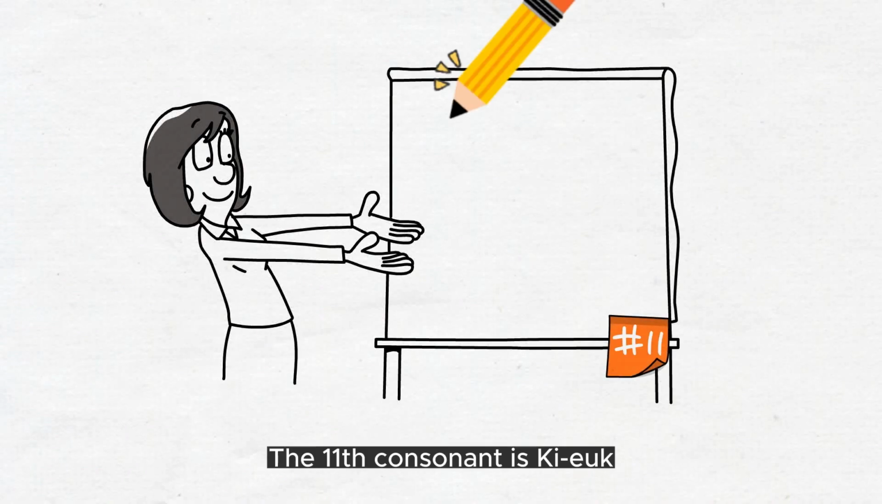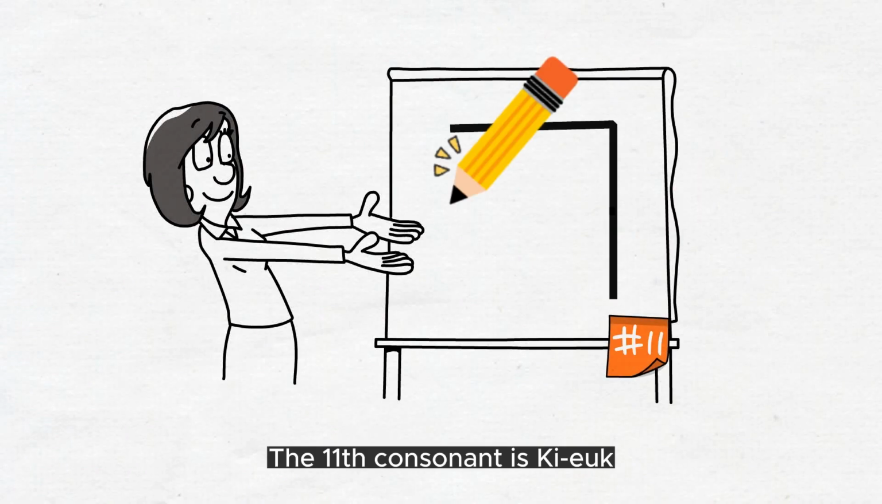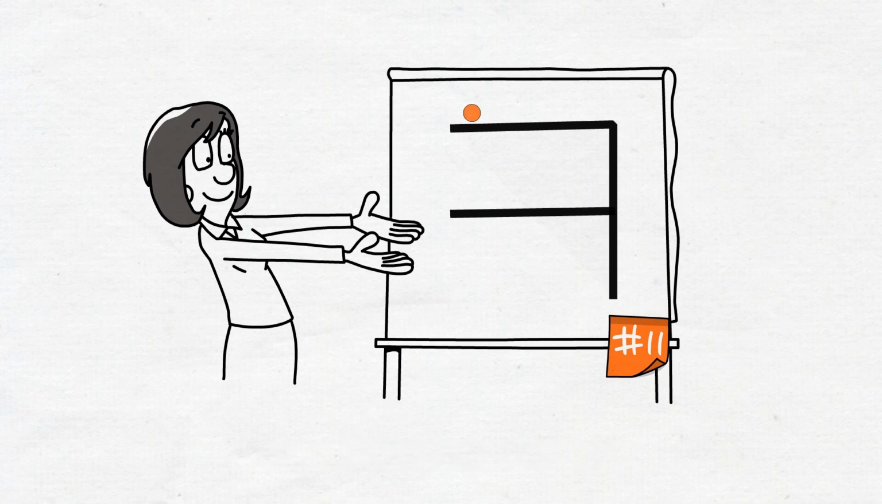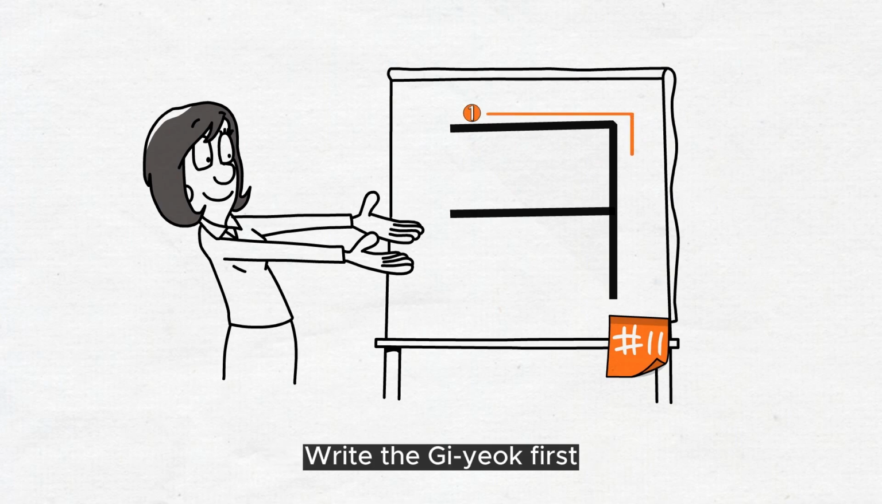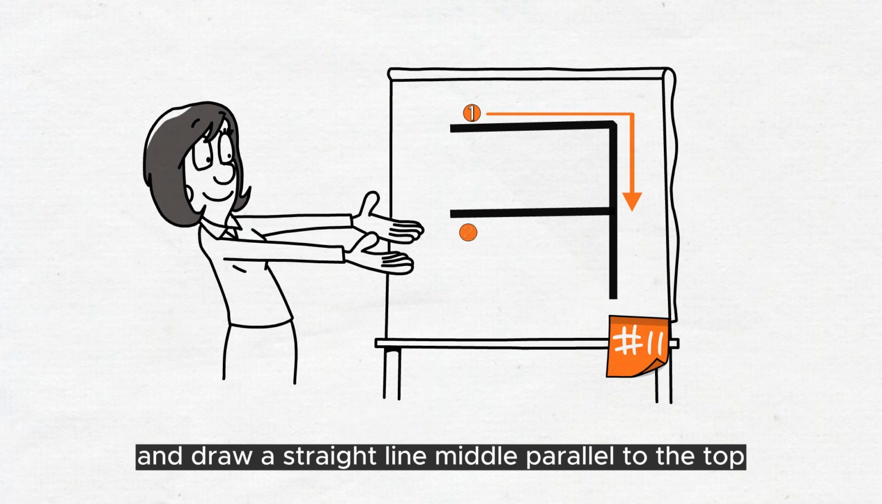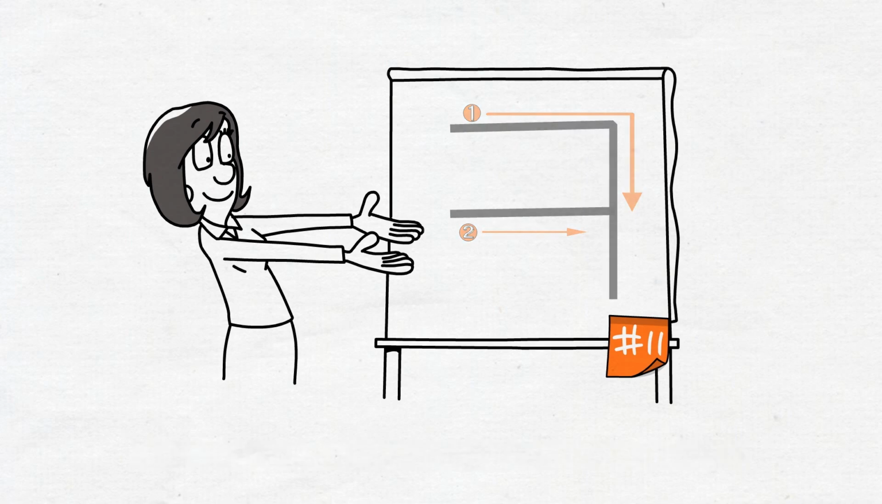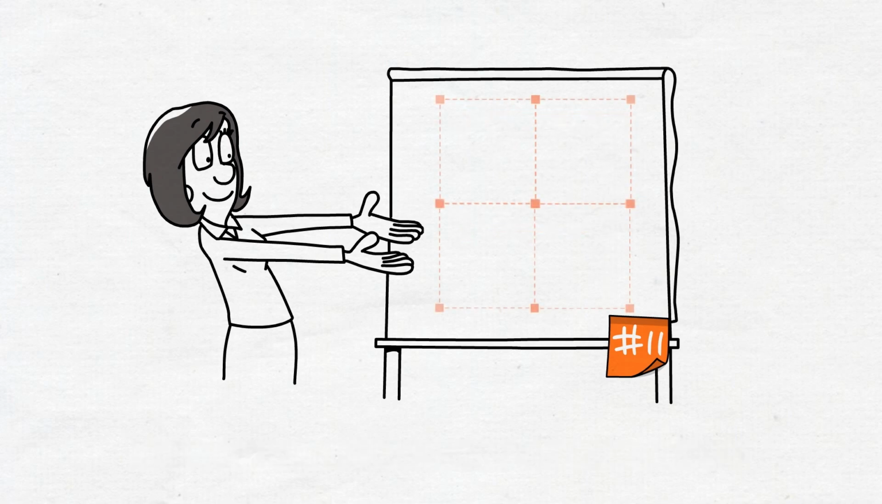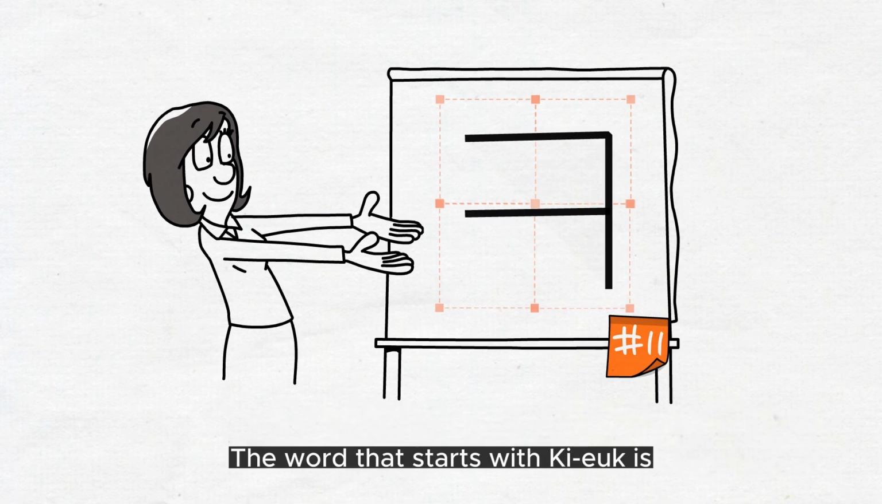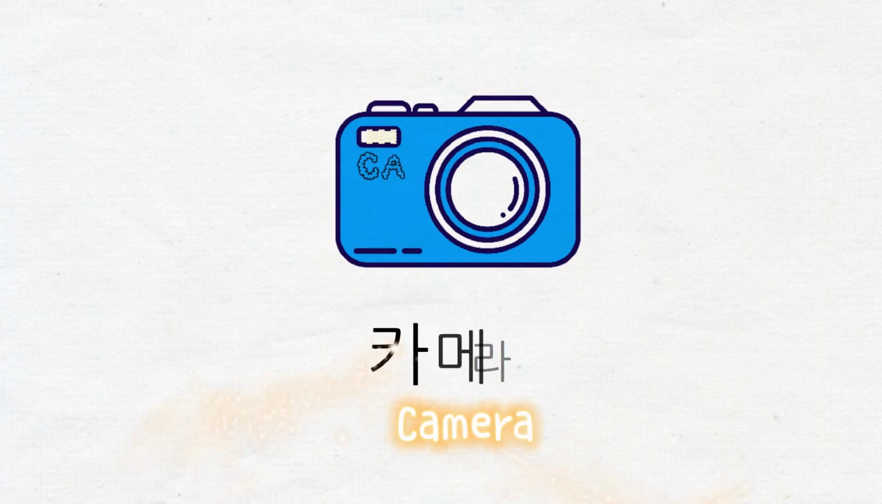The 11th consonant is 키읔. Write the 기역 first, and draw a straight line in the middle, parallel to the top. Let's write it according to the square. The word that starts with 키읔 is camera. 카메라.